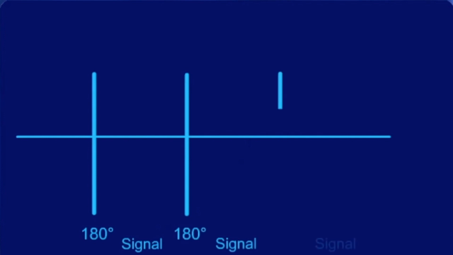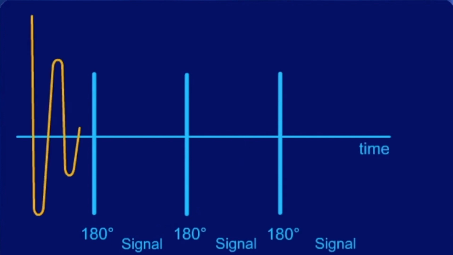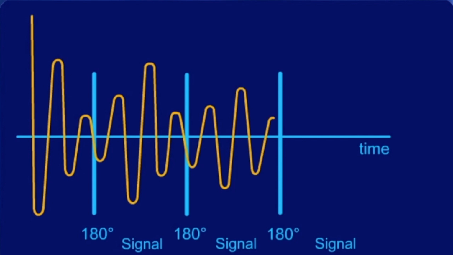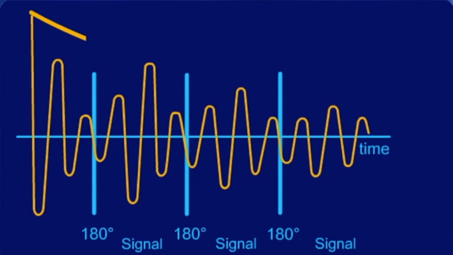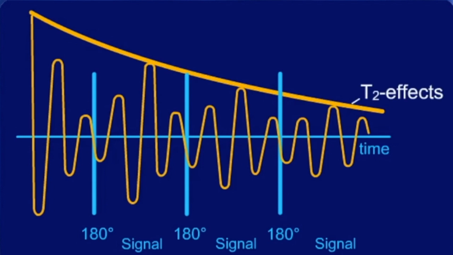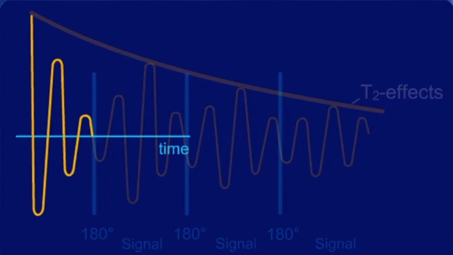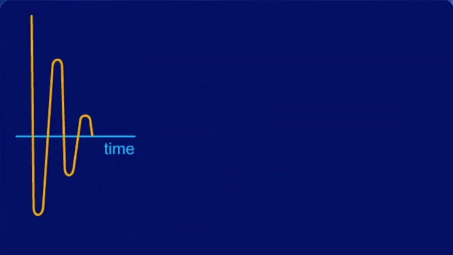As we have heard, a 180-degree pulse normally neutralizes the effects of external magnetic field inhomogeneities. The decay of transversal magnetization is then due to so-called T2 effects. When we do not use such a 180-degree pulse, the protons experience larger magnetic field inhomogeneities and get out of phase faster. Signal intensity decays faster, and in this case is due to so-called T2 star effects.